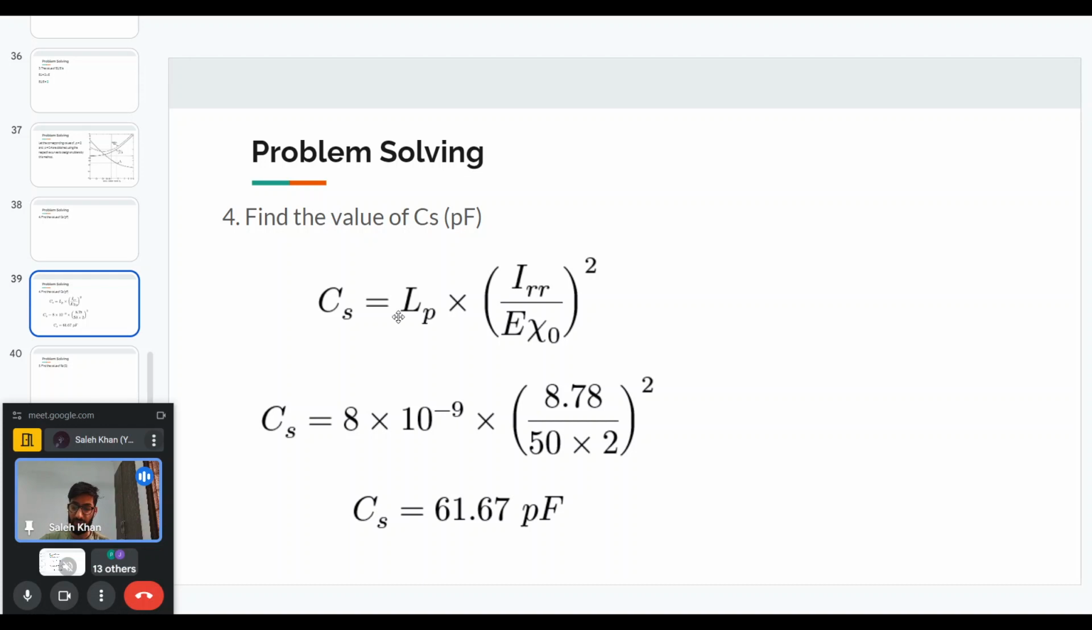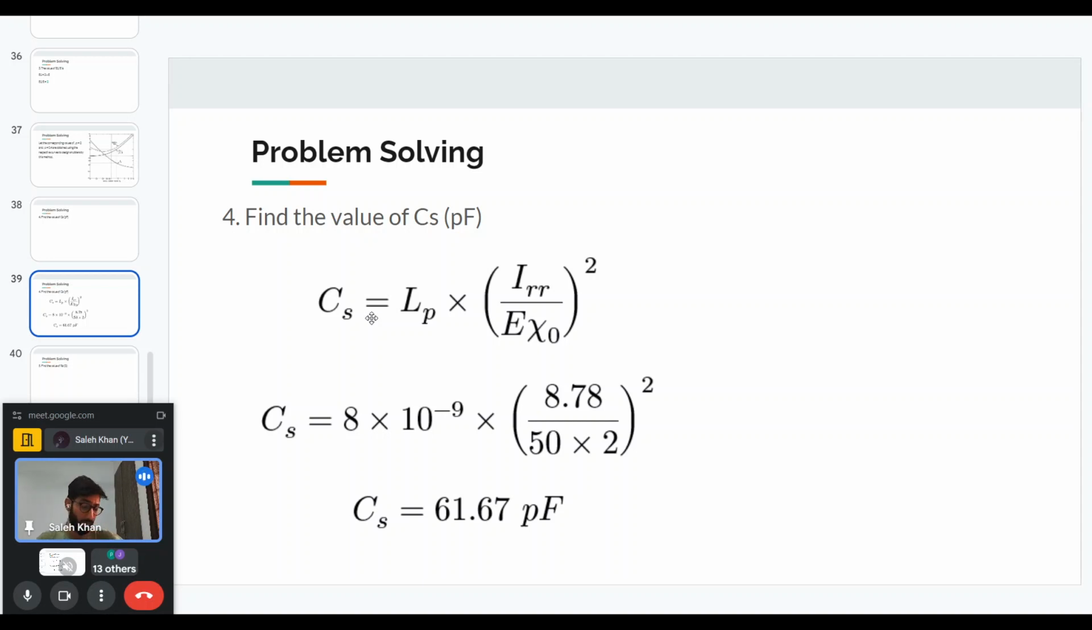So the voltage rating of CS will be basically the voltage spike that comes across CS. So that will be the voltage rating of CS. For example, here 50 volt is the E value, and we are limiting it to twice E, which is 100 volt. So the voltage rating has to be more than 100 volts.